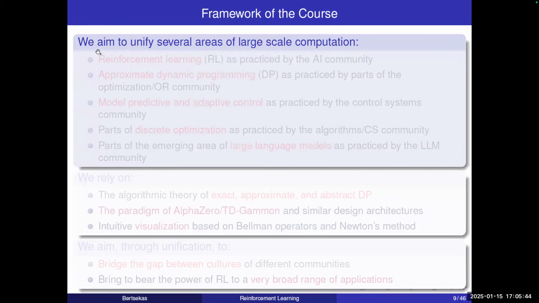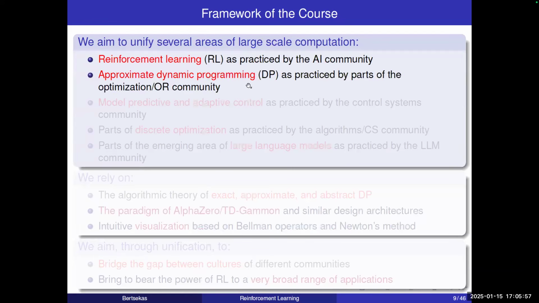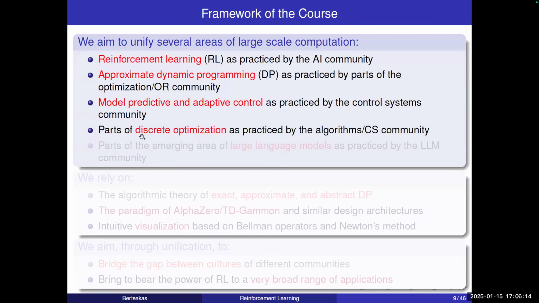Okay, so what's the framework of this course? We aim to unify several areas of large-scale computation. The first is reinforcement learning as practiced by the AI community. Then approximate dynamic programming as practiced by parts of the optimization and operations research community. Model predictive and adaptive control as practiced by the control systems community. All of these things are very closely connected. Now, discrete optimization like integer programming and algorithms that are popular in computer science. Parts of that methodology also is connected to what we're going to cover. And then parts of the emerging area of large language models is also connected with what we're going to talk about. And we're going to give, of course, examples of all this.